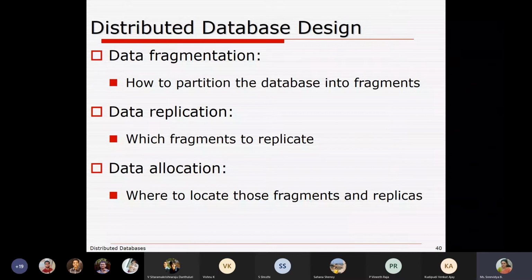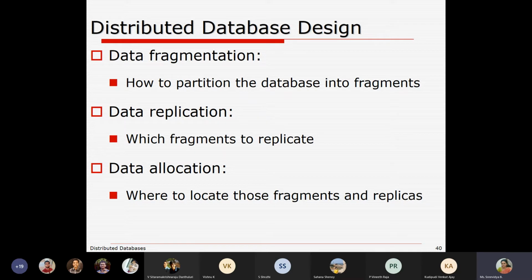Now, a few topics we have discussed previously also, but just to say, when you think about distributed database design, these are the 3 points we probably have to address first. The first is data fragmentation. Data fragmentation means how to partition the database into pieces. Whether you keep some tables here or some part of a table here, how exactly are you going to do it? Are you going to do horizontal fragmentation, or vertical fragmentation, or a mixed fragmentation? Those decisions you have to make first. So that's about data fragmentation.